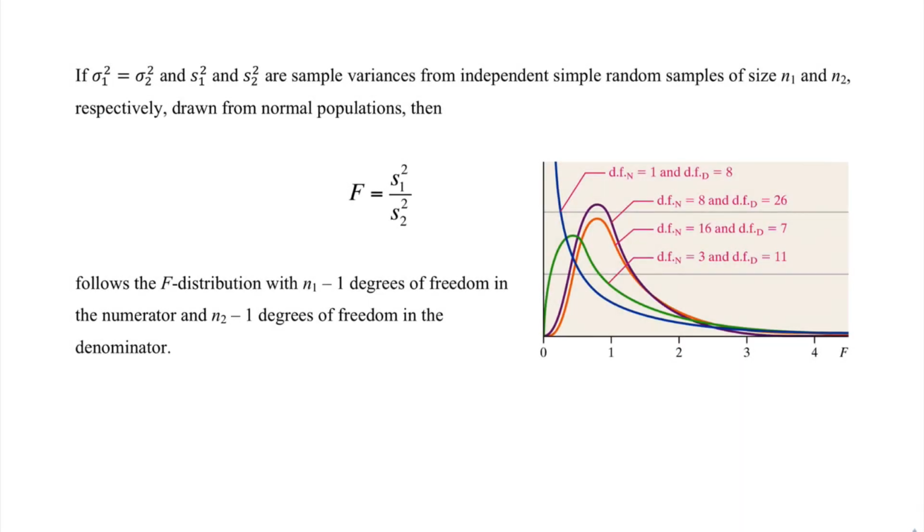Heading into our first objective then, if sigma 1 squared is equal to sigma 2 squared, and s1 squared and s2 squared are sample variances from independent simple random samples of size n1 and n2 drawn from normal populations, then we're presented with this new statistic, our F statistic. Our F statistic follows the F distribution with n sub 1 minus 1 degrees of freedom in the numerator and n sub 2 minus 1 degrees of freedom in the denominator, referring to sample 1 and sample 2 of course.